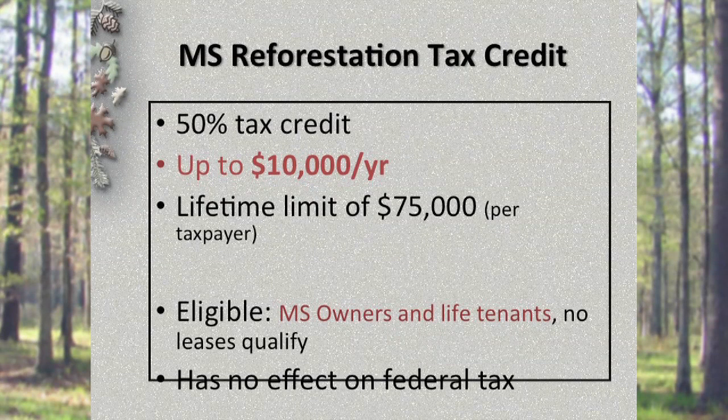This is a great deal, because if you have to spend 200 bucks, we're only talking about ending up with less than $50 out of pocket on a $200 expense. Here's how the reforestation tax credit works. It's up to $10,000 a year, a lifetime limit of $75,000 per taxpayer or couple or partner.